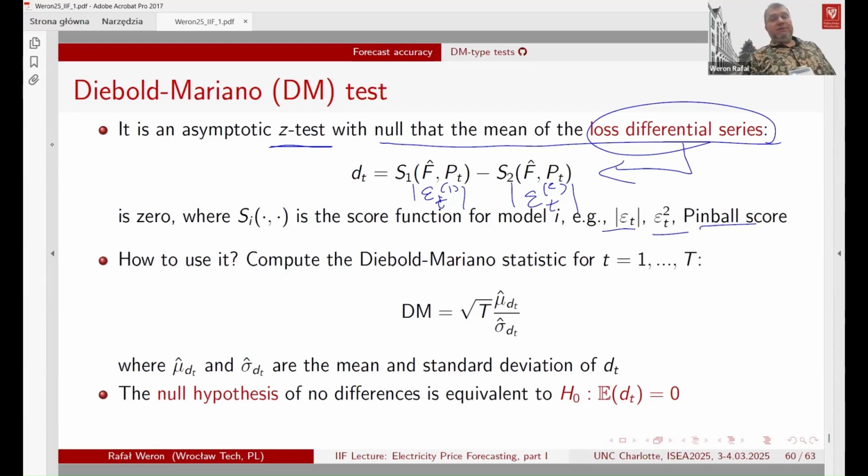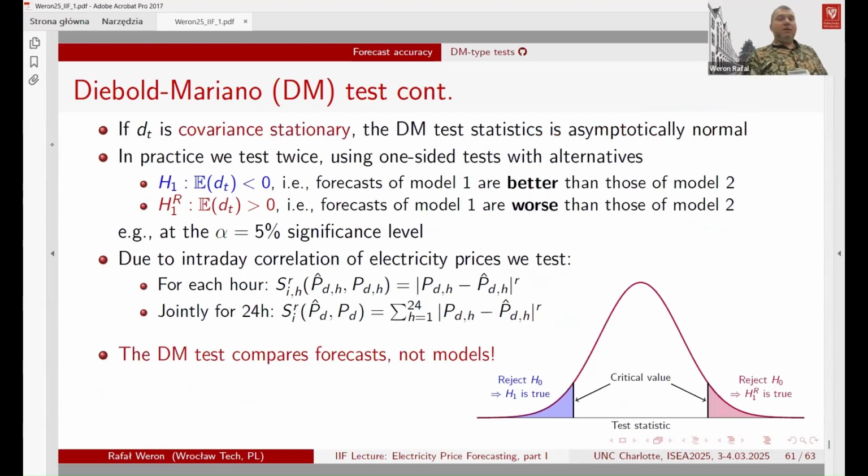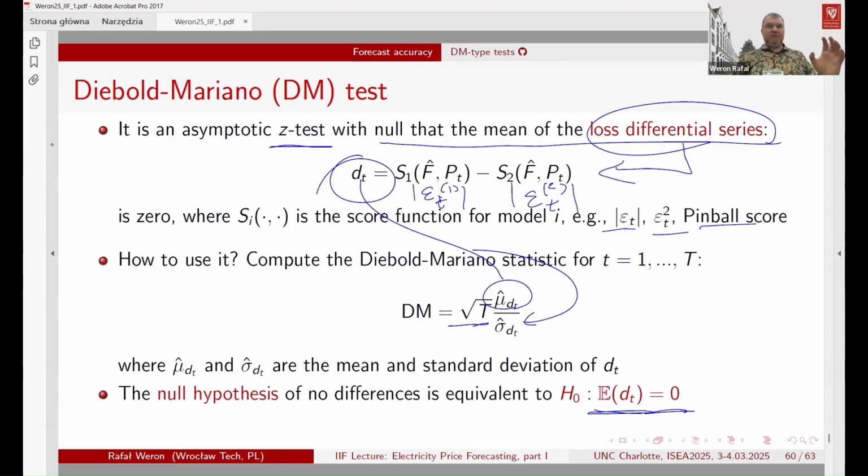Now, what the Diebold-Mariano statistic does, it calculates the mean of this guy and the standard deviation of this guy, and scales it by the sample size. T is the number of observations. And now the null hypothesis of no difference is equivalent to saying that the expected value of this sequence is 0. And now you are testing it against two alternatives. One alternative, this is the typical setup, you would test against the alternative that this expected value is negative, meaning, when can it be negative, this guy here?